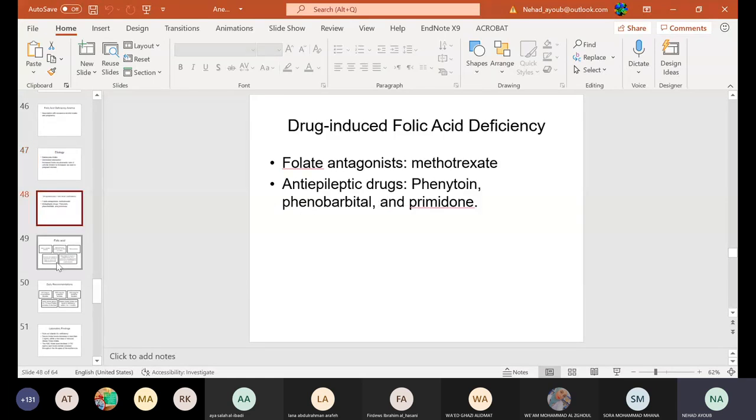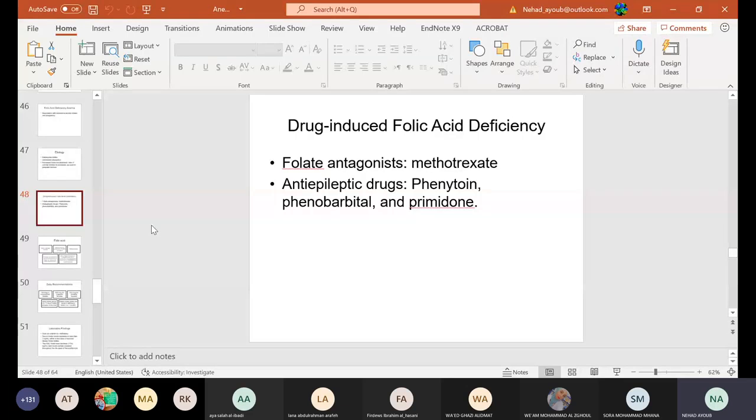The causes of losing folic acid or folic acid deficiency could be alcohol intake, or certain drug therapy. There are drugs that increase metabolism and clearance, certain anti-seizure drugs, very potent CYP450 inducers, like phenytoin and phenobarbital.